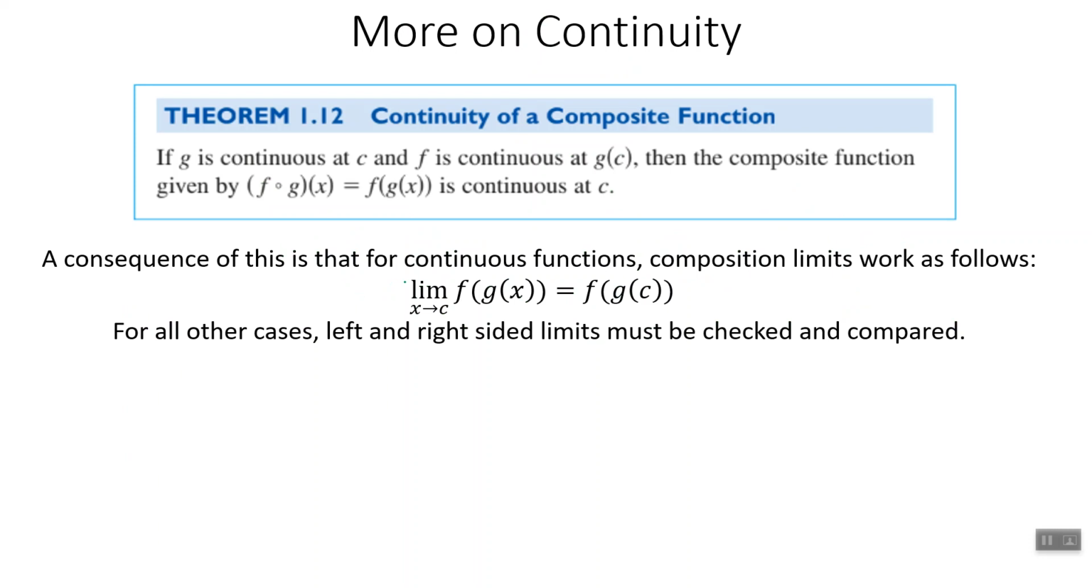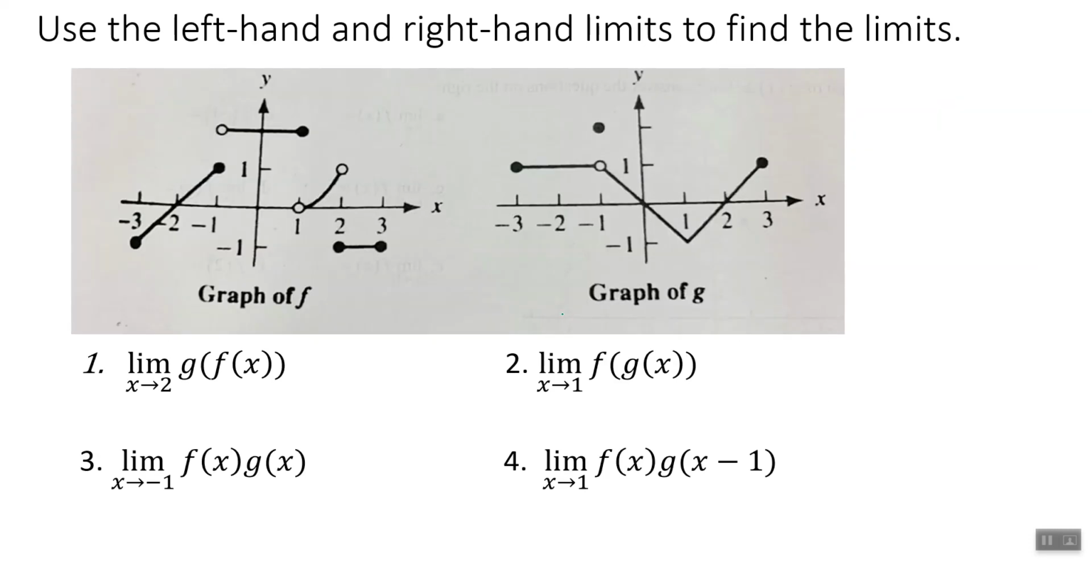All right, next one, composition of functions. If we are composing a continuous function and we're taking limits, then we can actually just plug in the function value for the inside function. And if the outside function is continuous as well, we just plug into both of them. It's really just a consequence of the rule of continuity that the limit is equal to the function value. Otherwise, we have to check both sides.